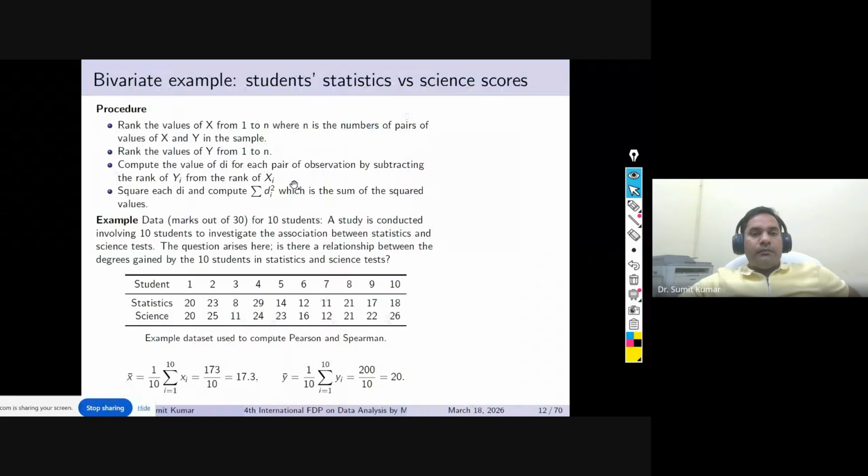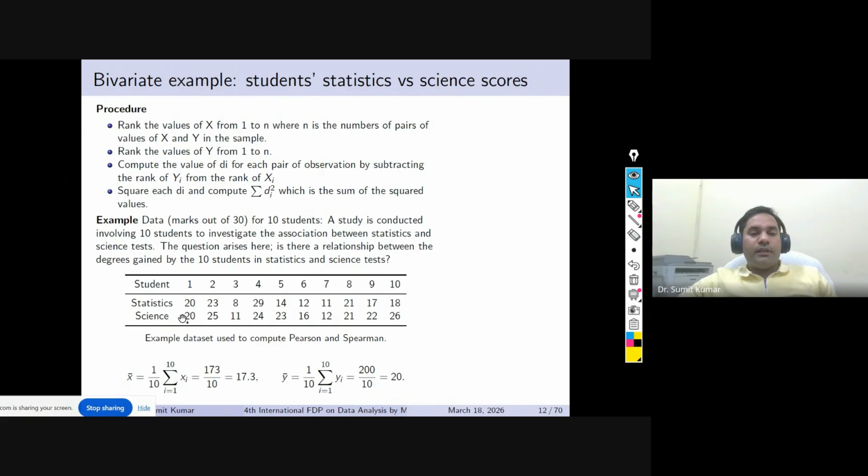So what is the procedure we have to follow to calculate the rho, the rank correlation coefficient? These are the x values you have here. X means statistics or science, and y you can take either way as you wish. Basically, first of all, you have to arrange the numbers. Then you have to find the largest number and give it rank 1. Then accordingly you put ranks 1 to 10, since we have 10 data points here.